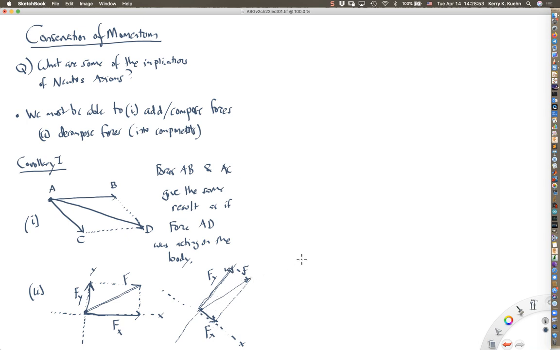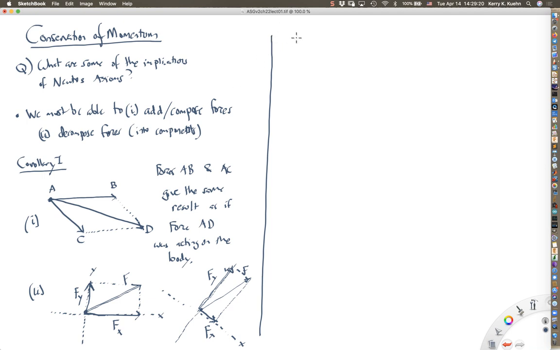And there are literally an infinite number of ways that you can decompose a force into two other forces. The particular decomposition that we use is going to be dependent on the kind of problem we are trying to solve. Okay, so that is the first thing that Newton talks about in this chapter. This is his Corollary 1, how to add forces and how to decompose forces. We'll come back to this later when we're solving problems.